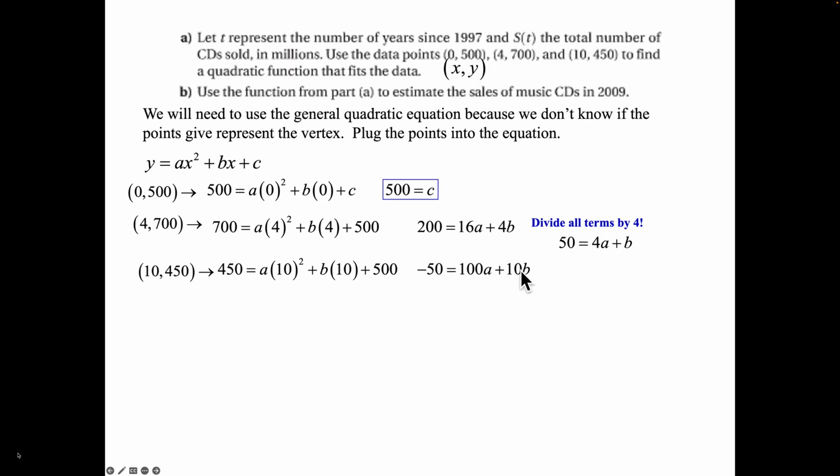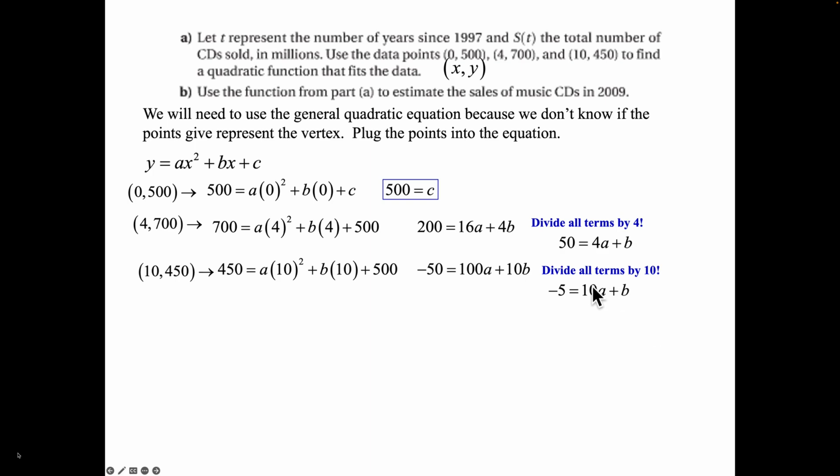Wait a minute, 10b. Everybody has a 0 in it. Let's divide by 10. So this becomes negative 50 divided by 10 is negative 5 equals 100 divided by 10, 10a. 10b divided by 10 is b. So I have the c. I got to solve for a and b.